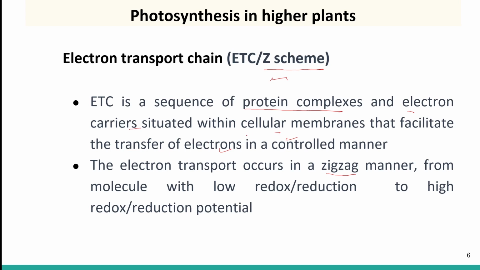Okay, so what happens? The electrons are transferred. This is a very important point to remember. The transfer of electrons takes place from a molecule with low redox or reduction potential to a molecule with high redox or reduction potential. So what is reduction potential? It is the ability to gain electrons, or the ability to get reduced. Gaining of electrons is known as reduction. So electrons are transported from a molecule with low reduction potential to a molecule with high reduction potential.